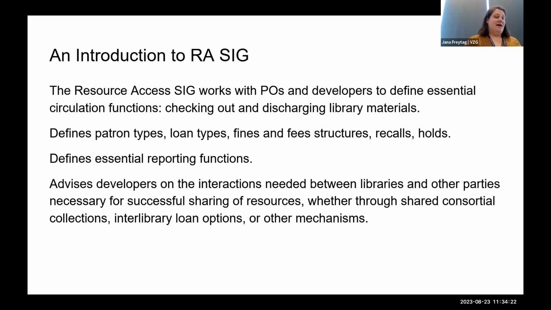Also, the Resource Access SIG, as any SIG in FOLIO, advises developers in the interaction needed between libraries and other parties necessary for successful sharing of resources, whether through shared consortial collections or interlibrary loan options or other mechanisms. I'm not sure how consortial or interlibrary loan is actually part of our discussions right now, but the other mechanisms is a huge part of our discussion. So this is a really formalized introduction to what we are doing.